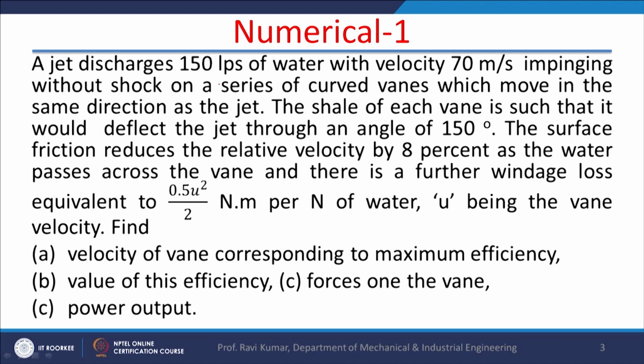A jet discharges 150 liters per second of water with a velocity of 70 meters per second, impinging without shock on a series of curved vanes. So there is a series of curved vanes and the jet is impinging without shock on them. These vanes move in the same direction as the jet. When the vanes are moving in the same direction as the jet, it means all inlet angles are 0.